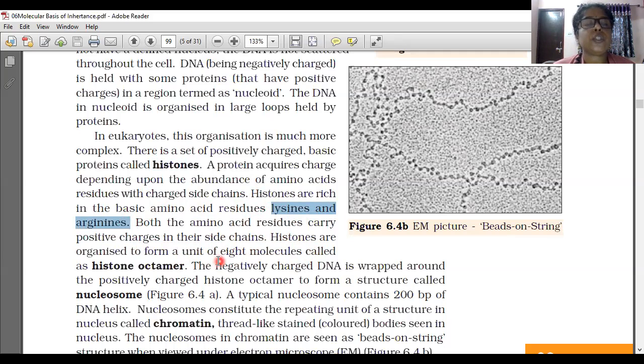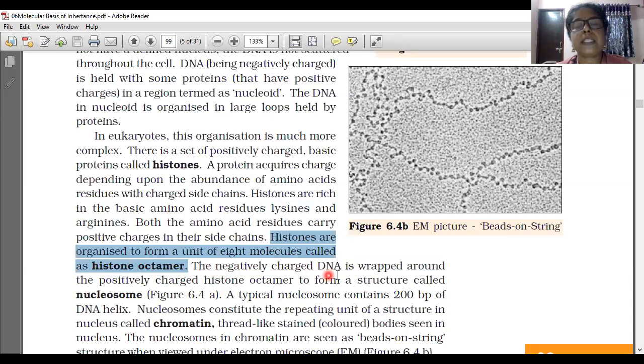Histones are organized to form a unit of 8 molecules called the histone octamer. What are we calling a histone octamer? Octa means 8, so it is a structure of 8 histone molecules.